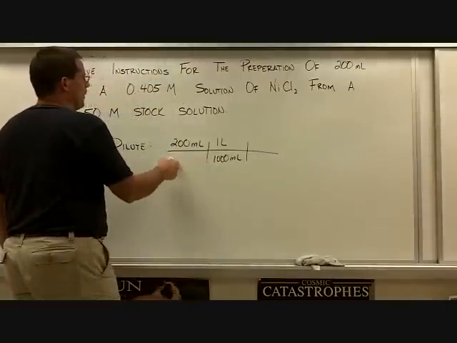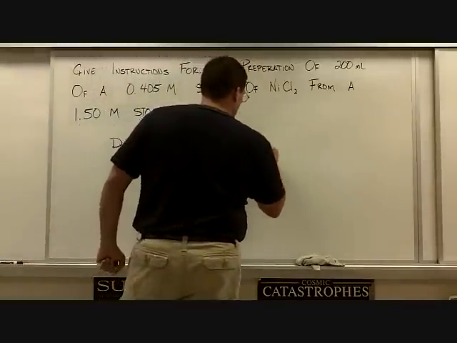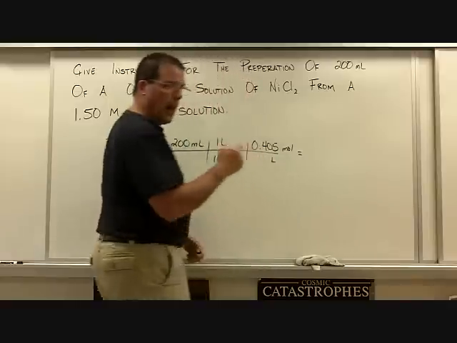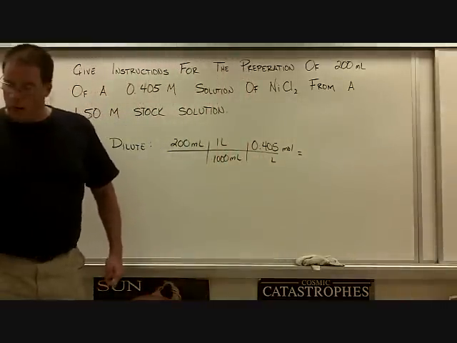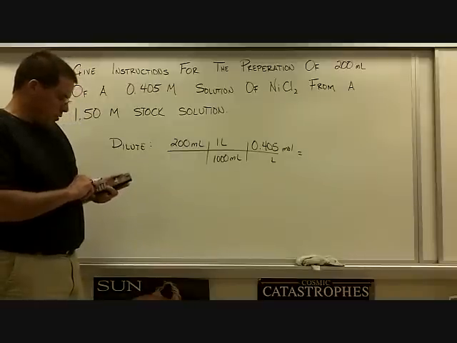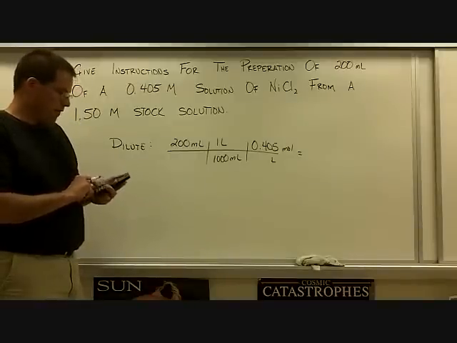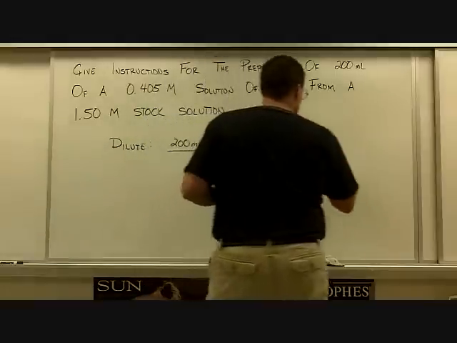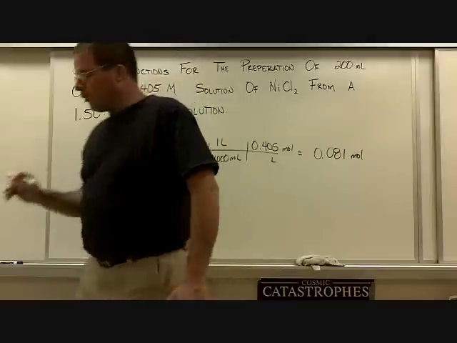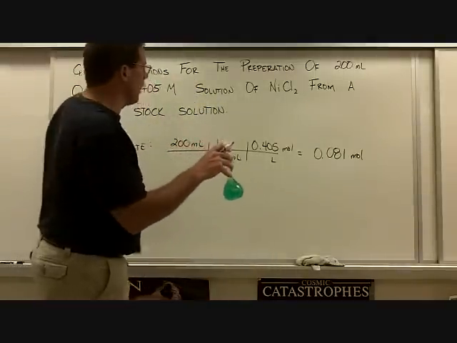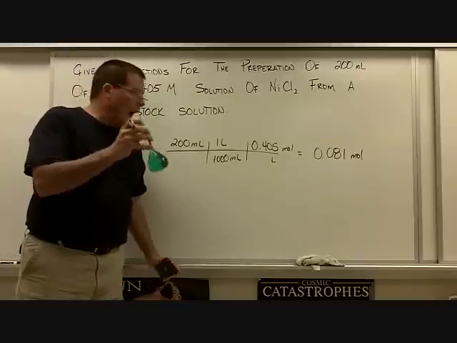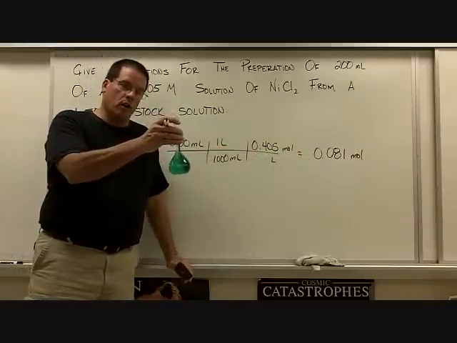Okay, so we have our number of liters here. I'm going for a 0.405 molar solution, and this will tell me how many moles I need. That's our common variable for this. So that times 0.405 gives me 0.081 moles. That tells me in this 200 milliliter container with a concentration of 0.405 molarity, I have that many moles of nickel II chloride in it.